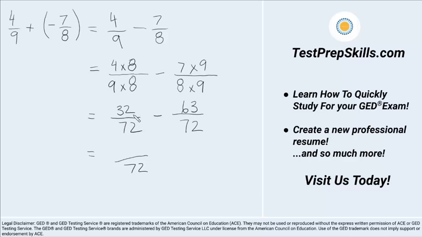Now we look at our numerators, and that's all we're going to do for our subtraction. We have 32 minus 63. So that's going to give us -31. Now, in this case, we cannot reduce this answer any further.